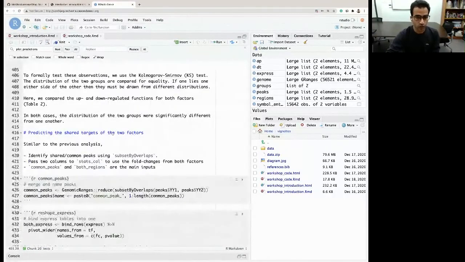So to formally test these observations, I'm using the KS test, and it compares the distribution of the two groups for equality. If one has a big or significant distance from the other one, it concludes that they are drawn from different distributions, and therefore the effect is significant.